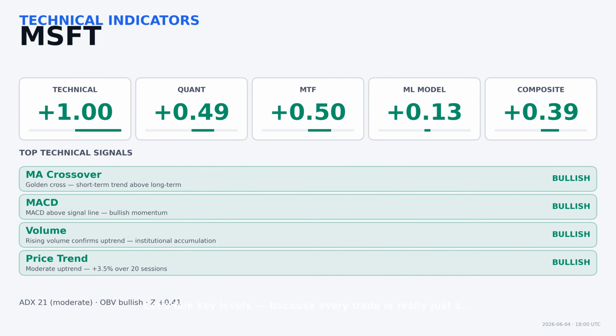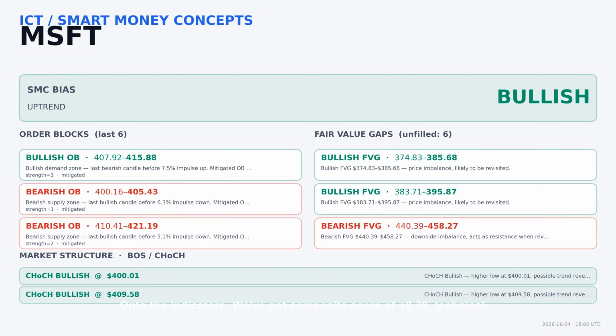On to the indicators. We've got composite score of plus 0.39, technical plus 1.00, machine learning model plus 0.118. Positive numbers lean bullish, negative numbers lean bearish, and what you're really looking for is agreement across multiple boxes, not just one indicator screaming. ADX is at 21, and that tells us we're in a moderate trend regime. Important because some strategies only work when ADX is above 25. On-balance volume is bullish. That's a sneaky good way to spot whether the smart money is buying or selling underneath the price action.